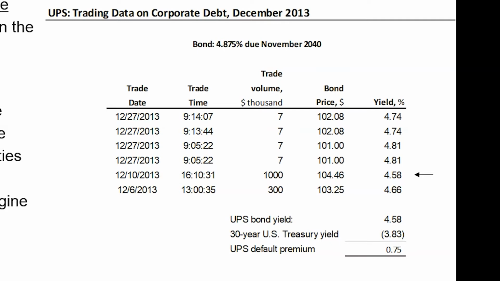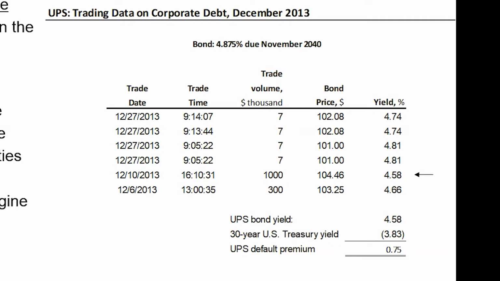If I'm doing my analysis in December, this is the trade that I can pull and say, okay, that's a current trade that's big enough that it's a true trade. It's not an establishing trade. It's not an information trade. This is an actual trade between two people. And that's the current price. That's the current yield. And I can pull that out.